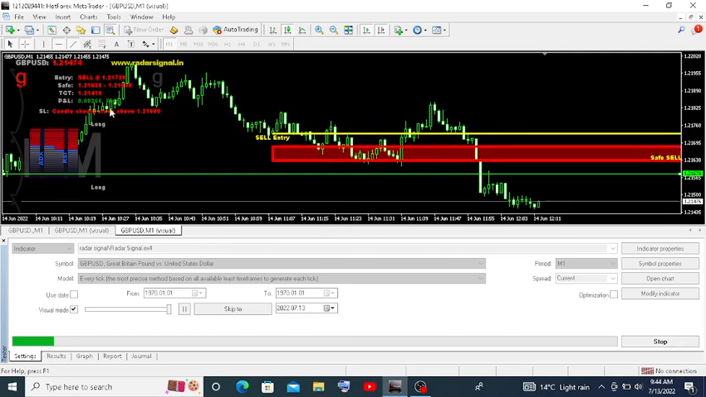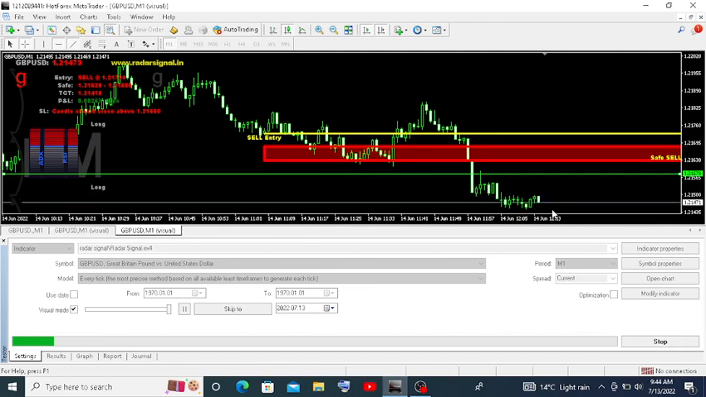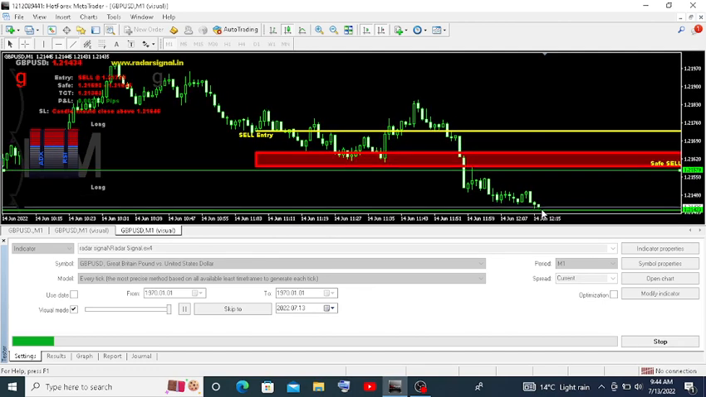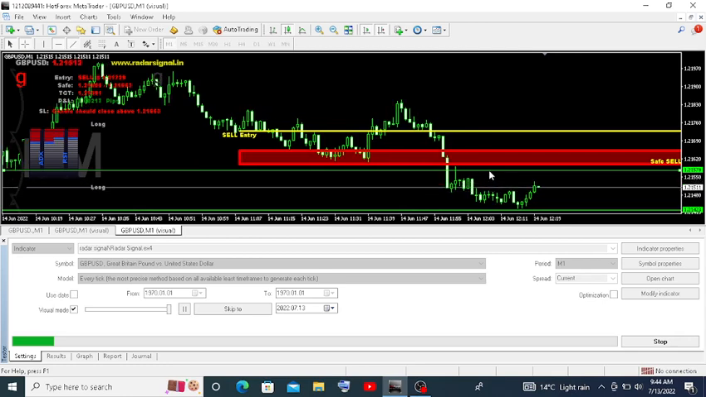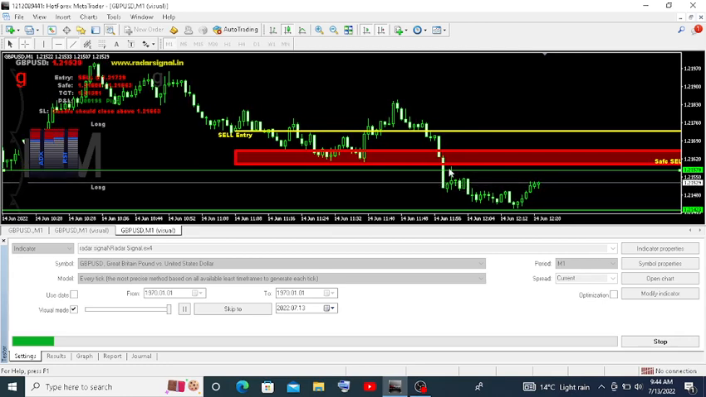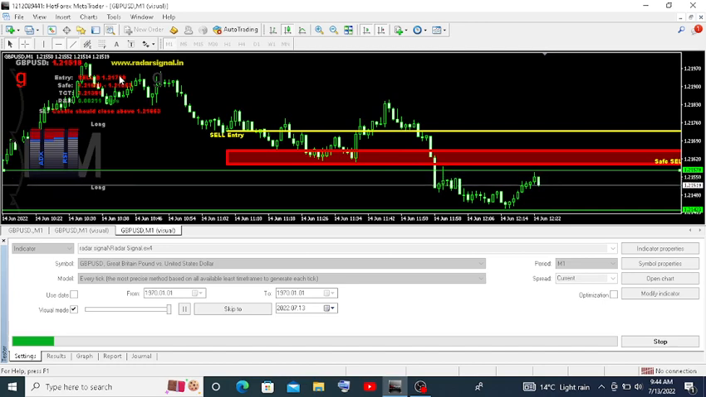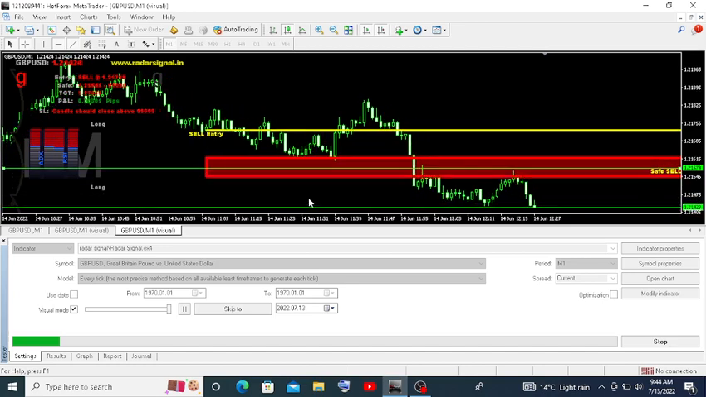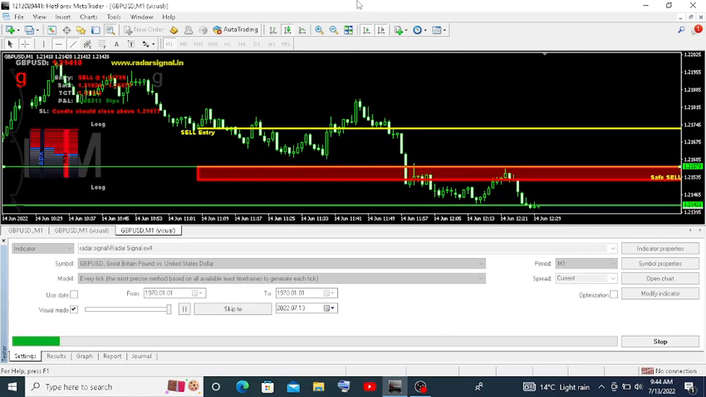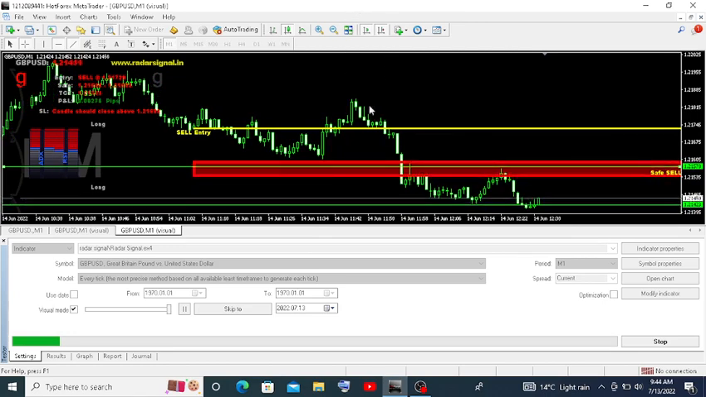See, now you are running 27 pips in profit. Already at 25 pips or at 20 pips, you locked your profit, because you don't want to be running 20 pips in profit only to get stopped out. You don't want to see that.